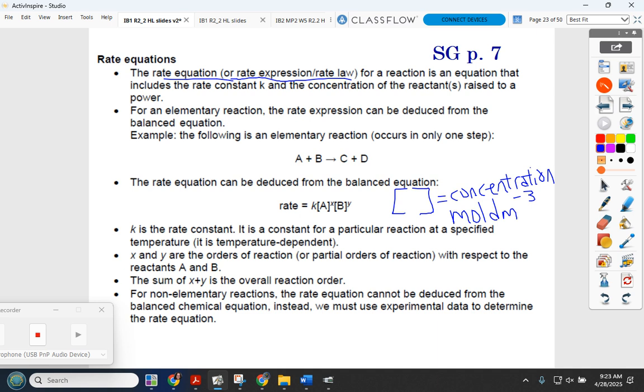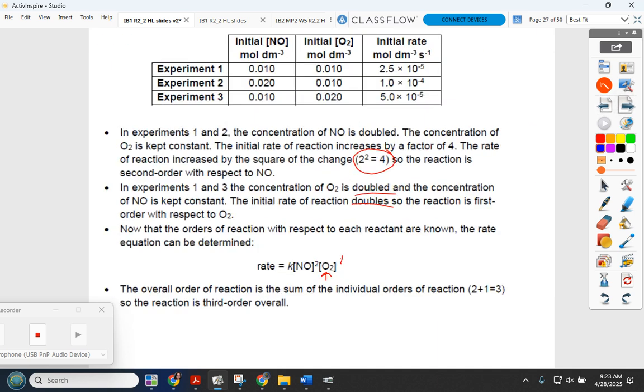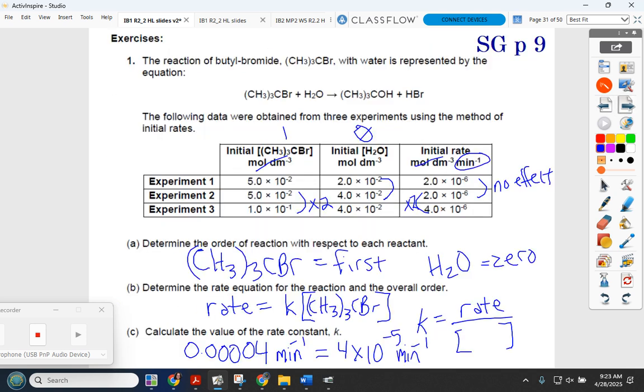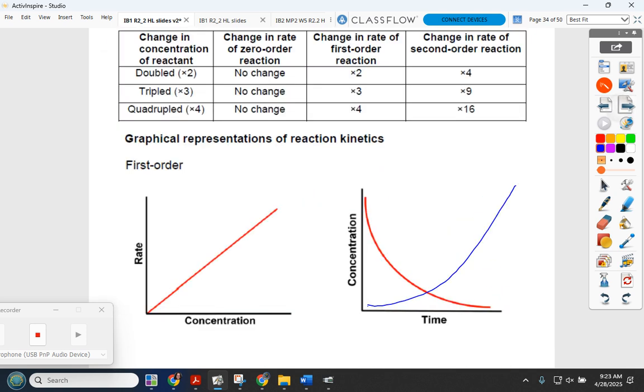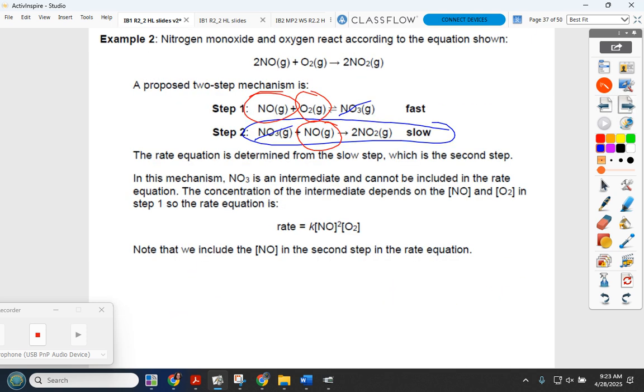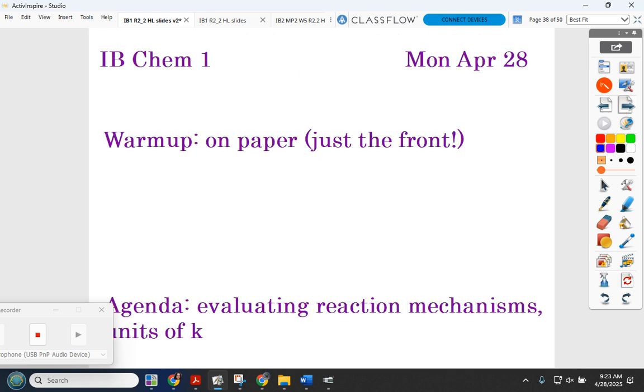So that's why the reaction is found to be second order when we set the equation. Yes. So, yeah, exactly. Yep. Okay.